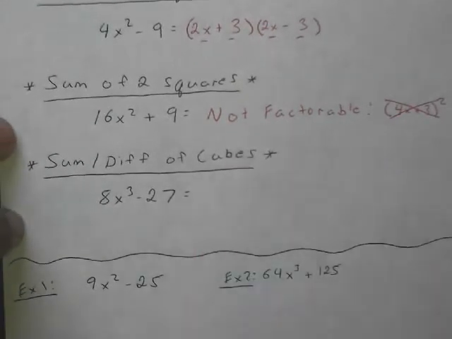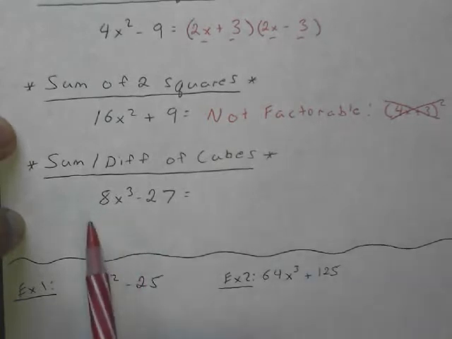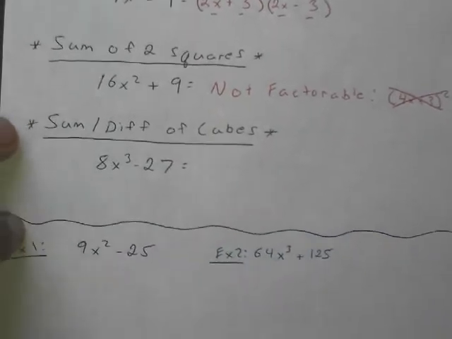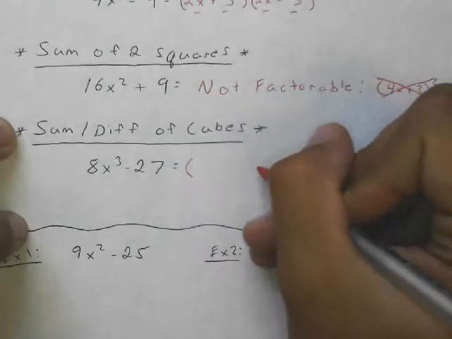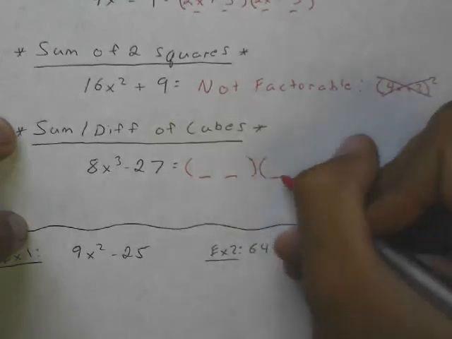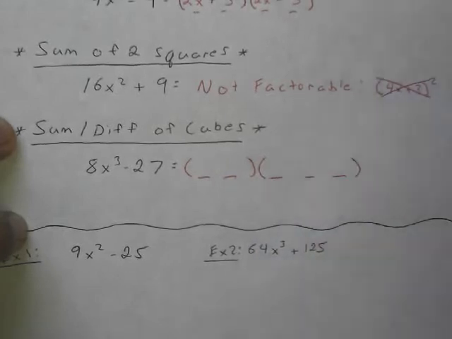Now our last type of binomial that we're going to factor is called a sum or difference of two cubes, meaning everything inside here is a perfect cube. 8 is a perfect cube, x cubed, perfect cube, and 27 is also a perfect cube. Now this is going to be slightly different than the one that we factored up here. This is going to factor into a binomial where we'll have two terms times a trinomial where we'll have three terms.